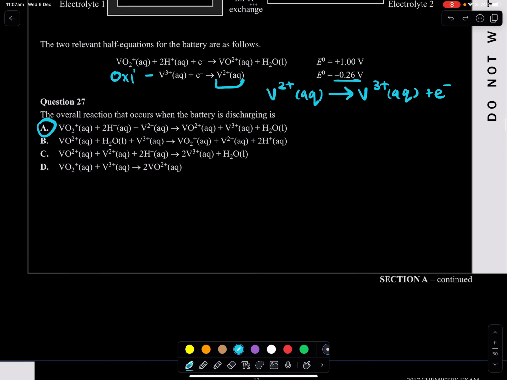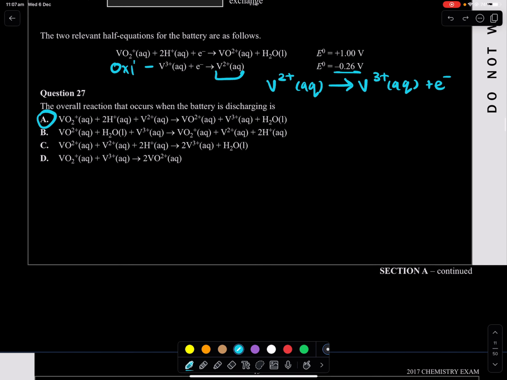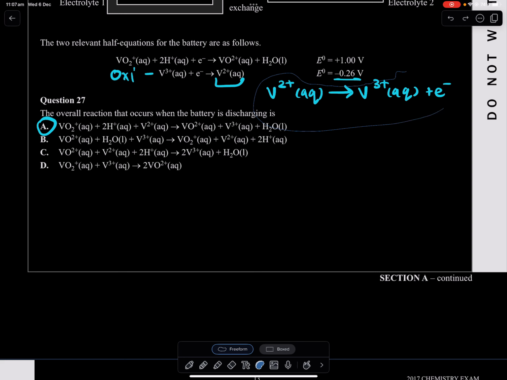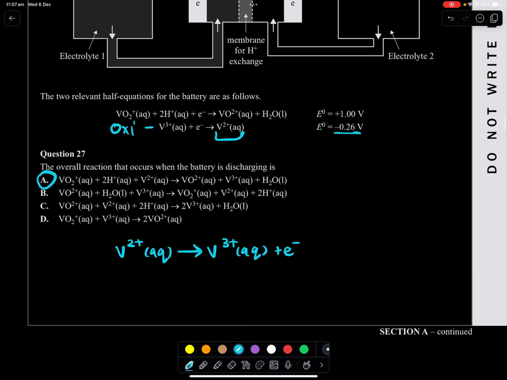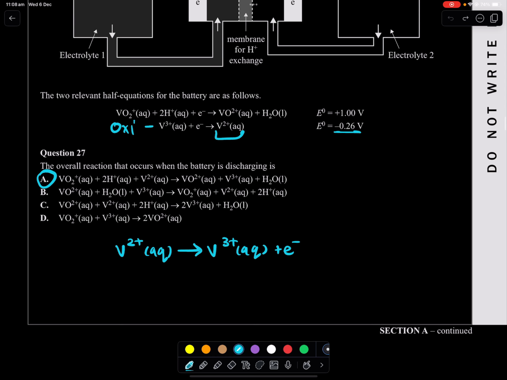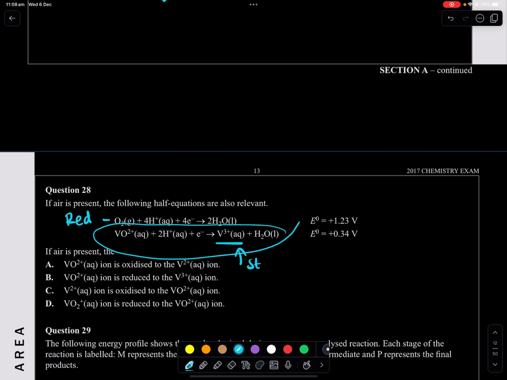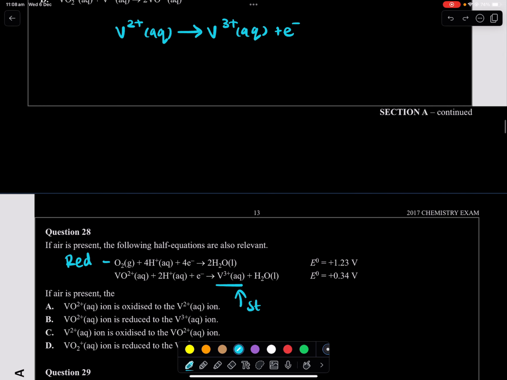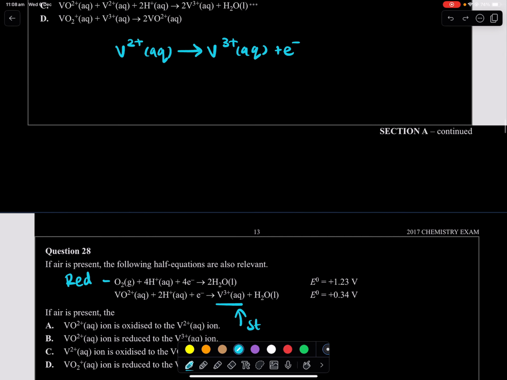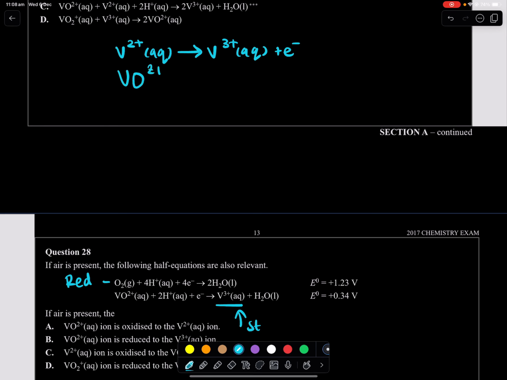Let me write the equation. I know it's a lot, and I know this one's quite confusing. A lot of students will get confused. This is our first step, and a lot of students get this first step right. Now we also know this step, so let's write that down: VO2+ (aq) + 2H+ (aq) + e- goes to V3+ (aq) + H2O.